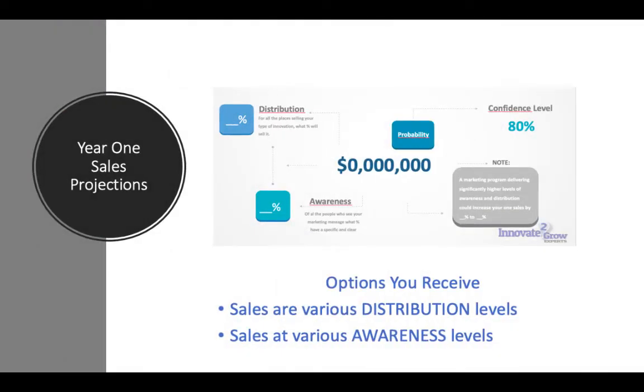You also get a year one sales projection. And this year one sales projection gives you different scenarios based upon the levels of distribution and awareness of the product that you can create. You probably want to set a standard of we know at a minimum we can achieve this distribution level, and at a maximum we could probably get to this, and do the same thing for awareness.